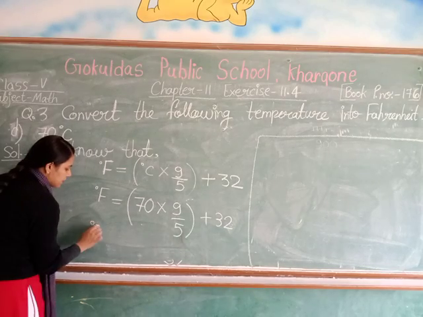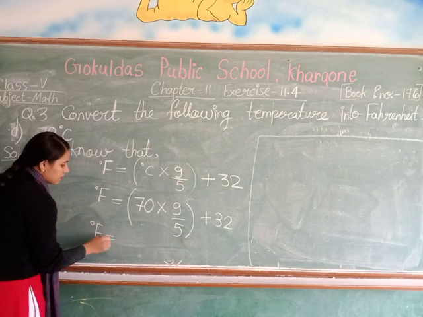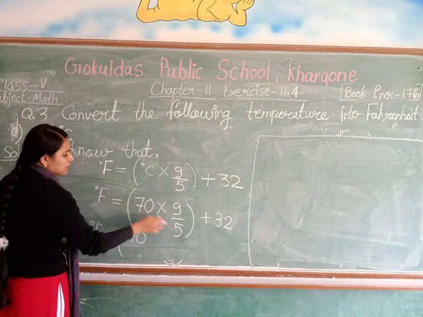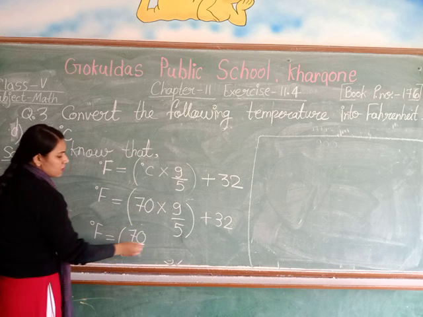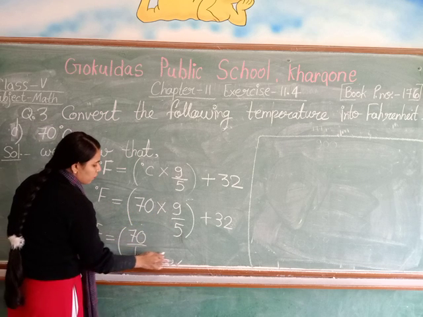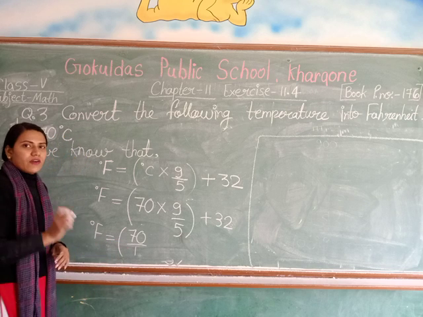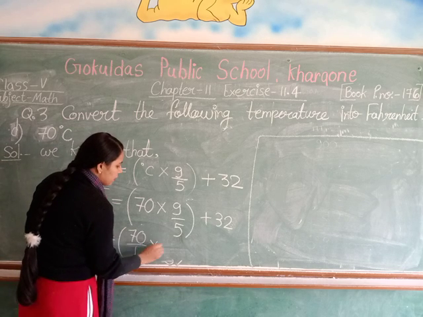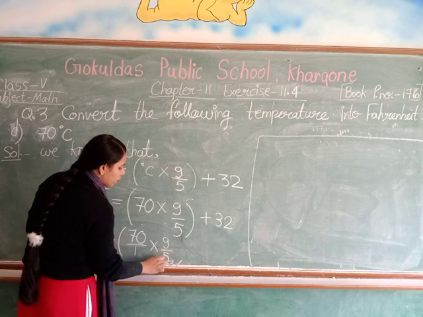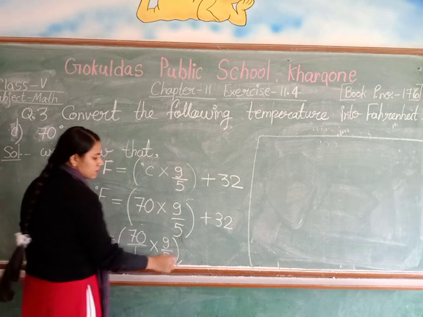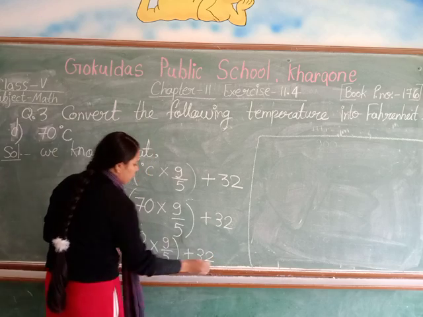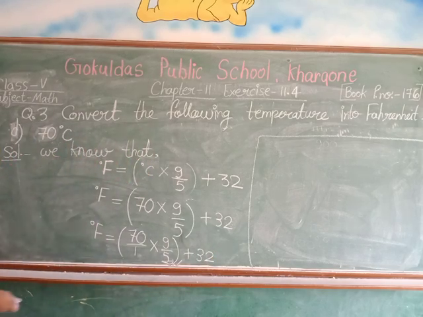Now write in the next step degree F is equal to, as one is a fraction and the other is a whole number, so I am making it a fraction, and to make a fraction I can write 1 in the denominator. So 70 upon 1 multiply 9 upon 5, bracket close. Do not forget to write plus 32.